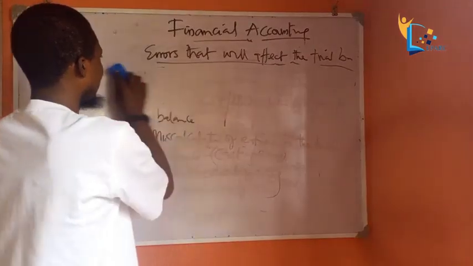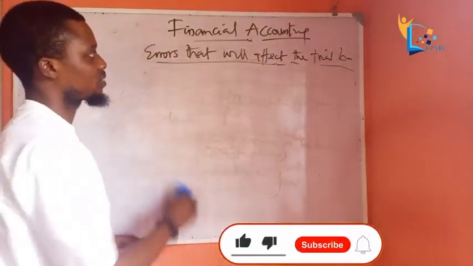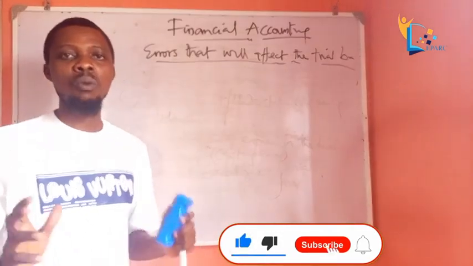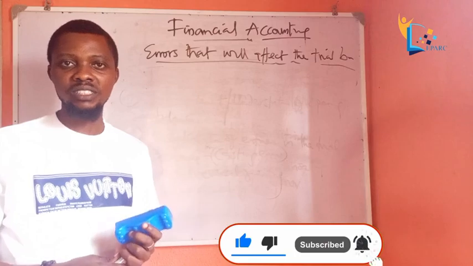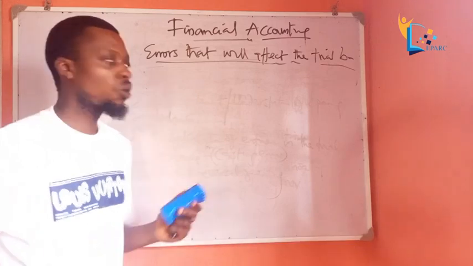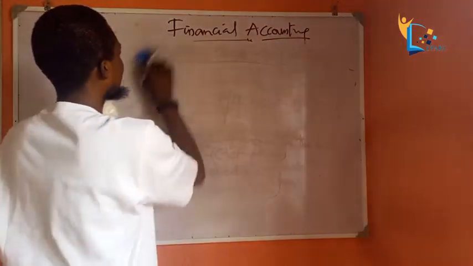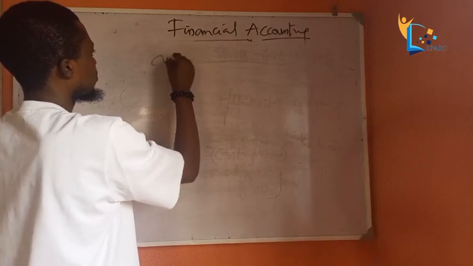I think the class is becoming too long. Let's look at one more thing before we call it a day for today. So this will be our part 1, then we'll continue in the next class. Now there's what we call suspense accounts.